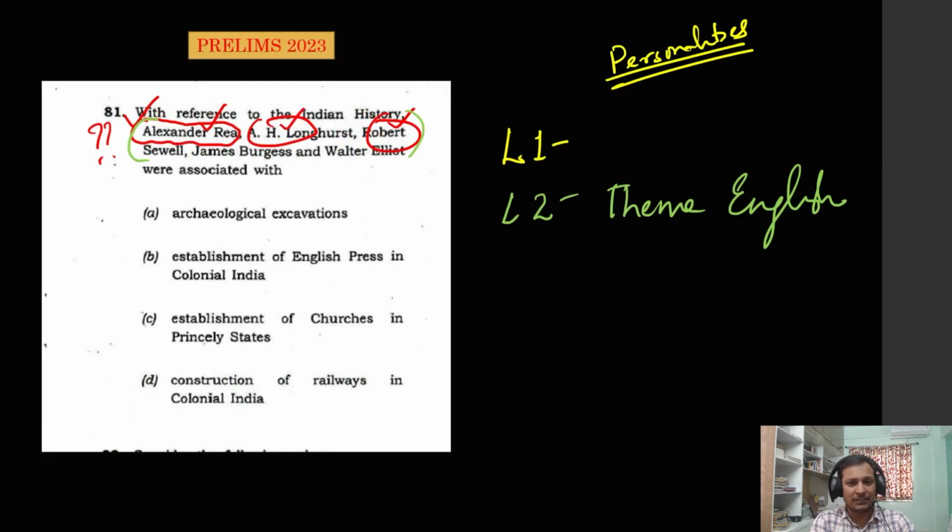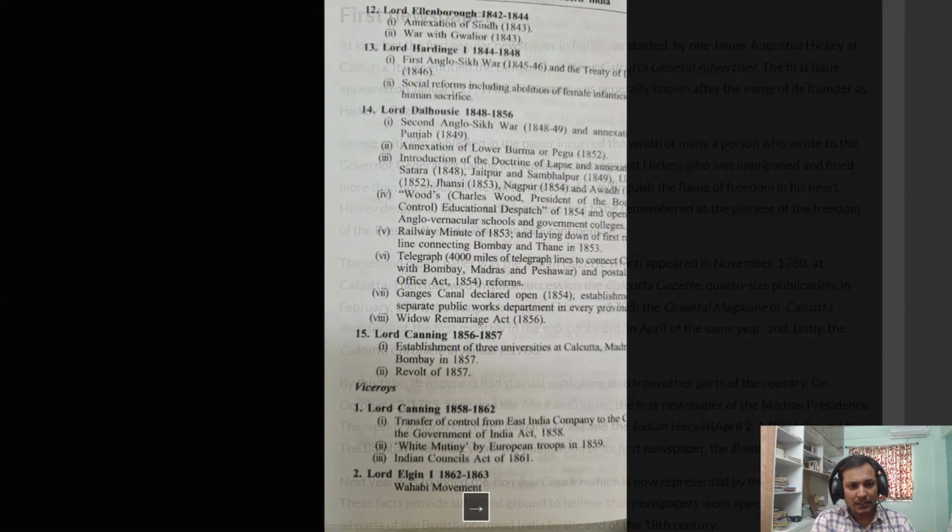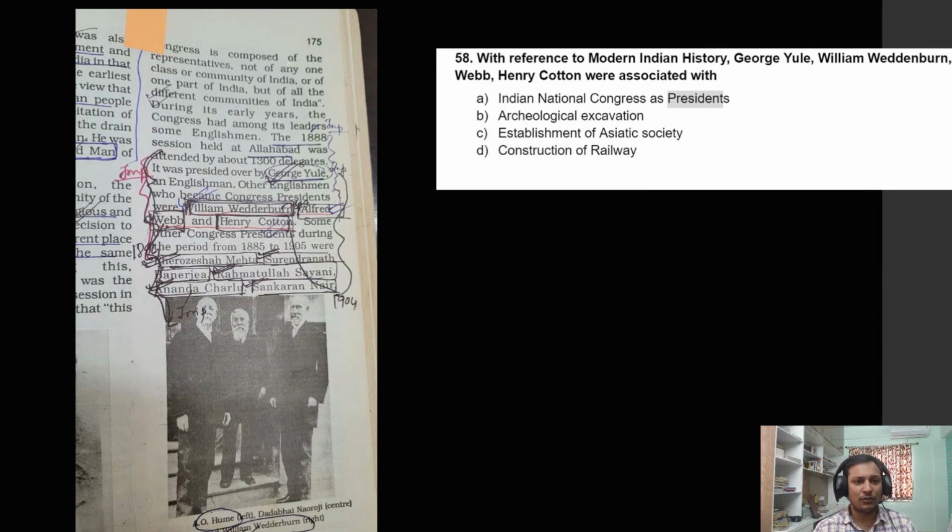In level 2, I have another section also. Let me just show you. When I was reading the old NCERT book, Formation of Indian National Congress, Indian National Movement, you can see here they have given names of some Britishers who became the president of the Indian National Congress. Again, I repeat, names of the Britishers who became the president of Indian National Congress.